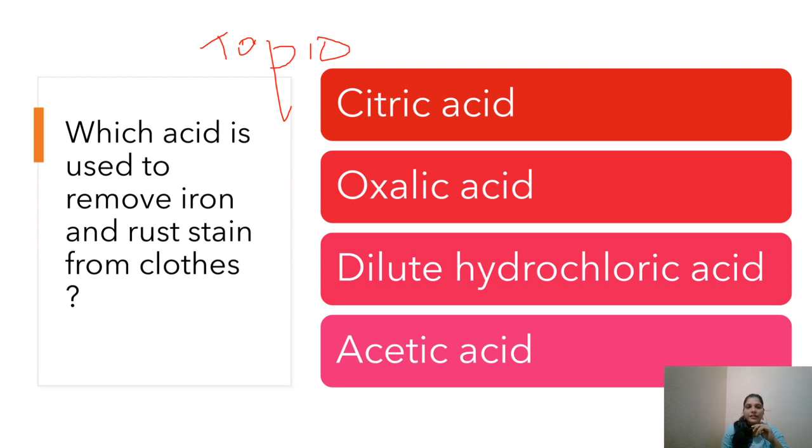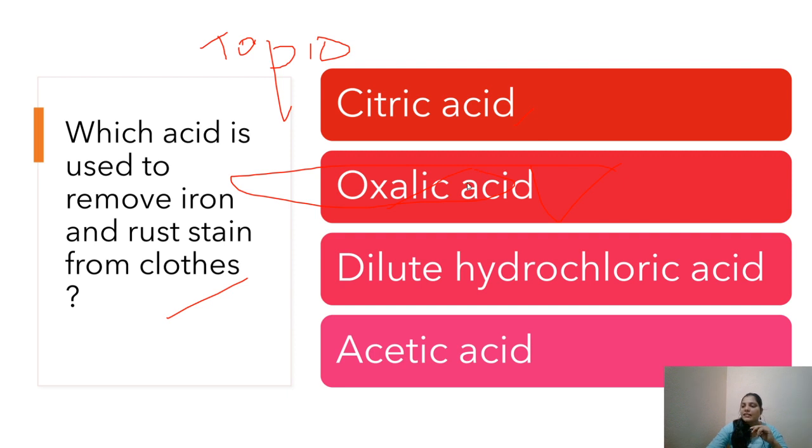This is the acid which helps to remove iron stains, rust stains and other stains too, like ink, from clothes. I'm getting the answer oxalic acid, which is B. So oxalic acid is the right answer. Oxalic acid is used to remove iron and rust stains as well as other stains like ink from our clothes. Let us know about all these acids in brief.